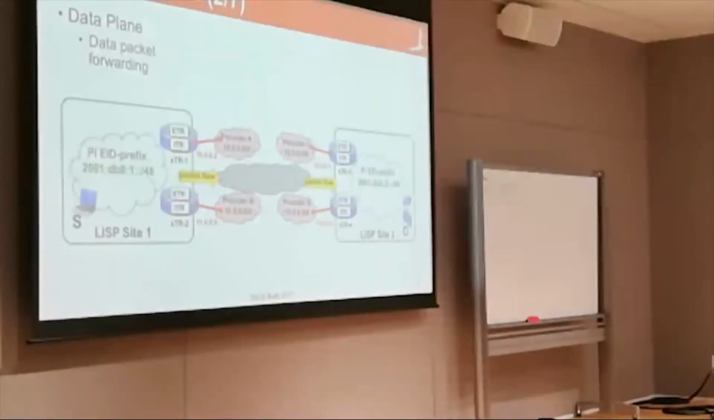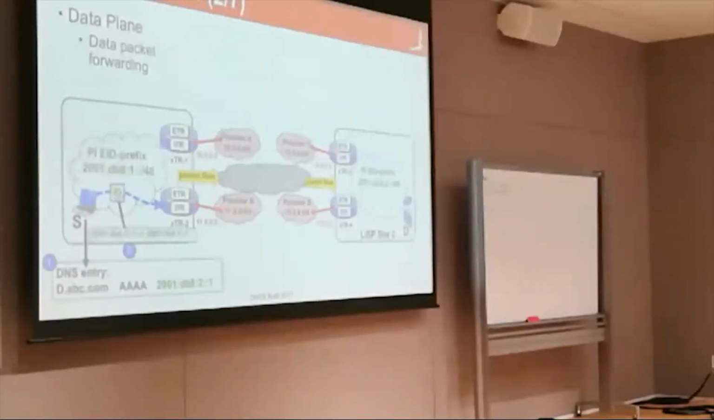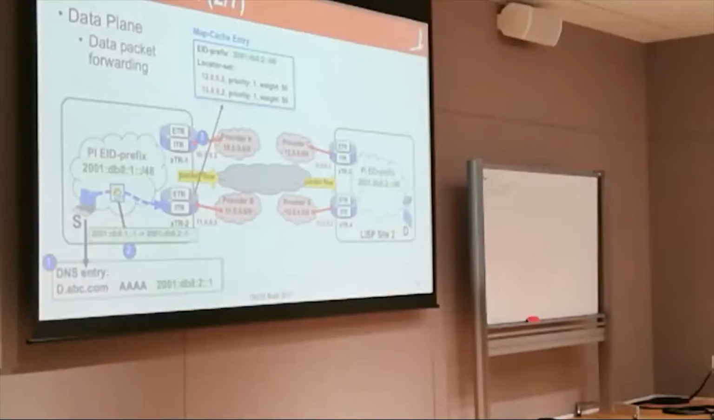In the data plane, I'm going to show some animations of how it will work. Assume that there is a request from Lisp site 1 to Lisp site 2, and the packet has an IPv6 address and is initiated by the host. When it goes through the router, the router encapsulates this IPv6 packet into an IPv4 packet, as you see. Then it goes to the ETR, which acts as the decapsulator.